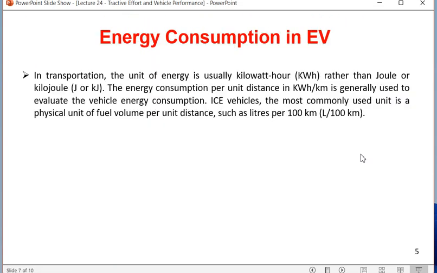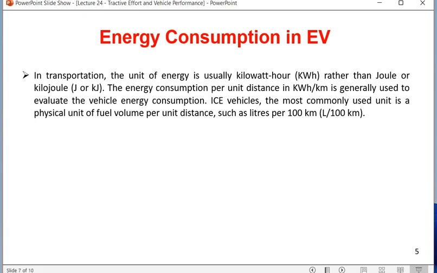Energy consumption is a very important thing in EV, so this will be the last topic. So 4 slides are there including this. In transportation, the unit of energy is usually kilowatt hour. So this is energy, that means whatever we call joule, that can be given as kilowatt into hour. Kilowatt means kilojoule per second. Whenever you are multiplying it with time, it becomes kilowatt hour. So kilowatt hour is actually similar to the joule. Rather than joule or kilojoule, it is called kilowatt hour.